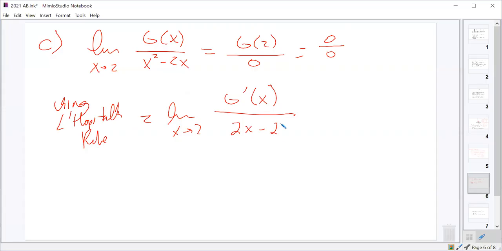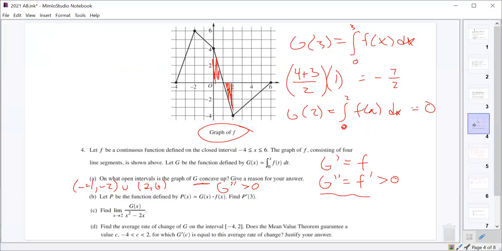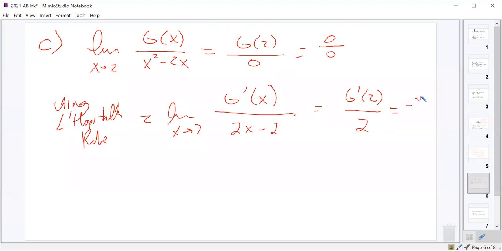So we'll take the derivative of the top and the derivative of the bottom. Derivative of g is g prime. The derivative of x squared minus 2x is 2x minus 2. So our denominator is going to become 2, and our numerator is g prime of 2. Looking back at our graph, we know what g prime is, right? G prime is f. So what is f of 2? F of 2 is negative 4. So this is negative 4 over 2. We end up with negative 2.